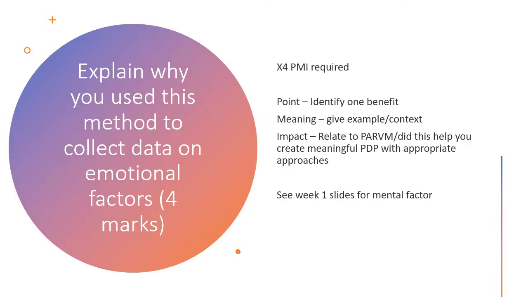For explain, this is the command word Mr. Aubrey looked at last week. So for your explain questions, this is a type of question you could be asked. So explain why you use this method to collect data on the emotional factors. So for 4 marks, I'd be expecting 4 PMIs. So for your point, you'd be asked to basically identify what one of the benefits are. So you refer back to your benefits and limitations table and just pick one. Your meaning, you'd be asked to kind of expand that point, give me a bit of an example, give me a little bit of context to that.